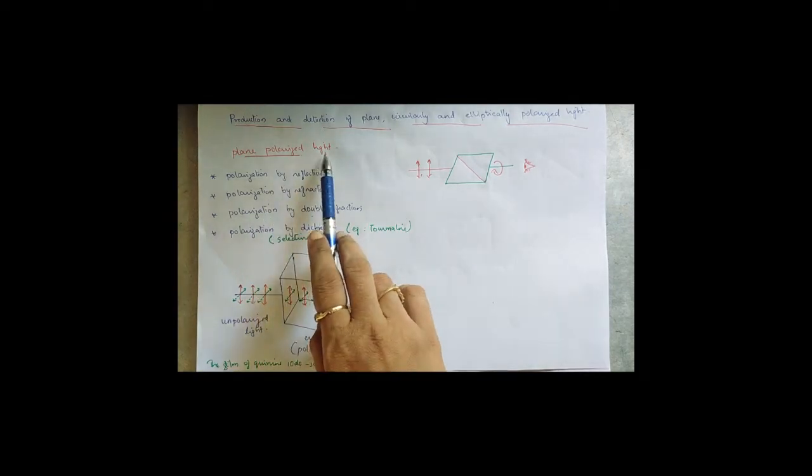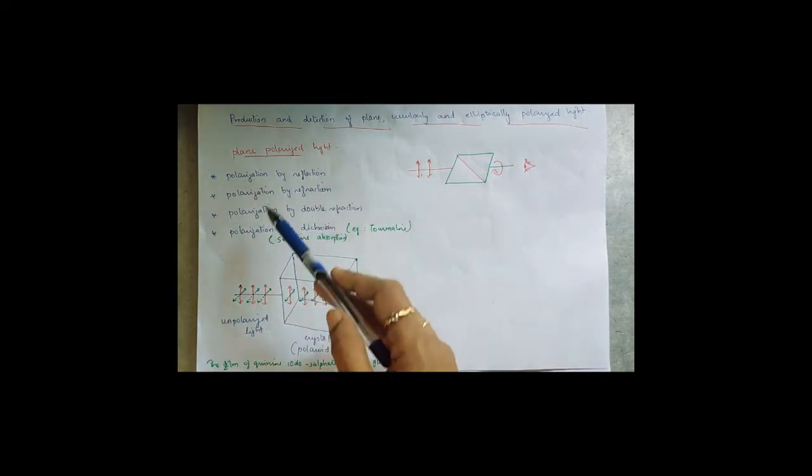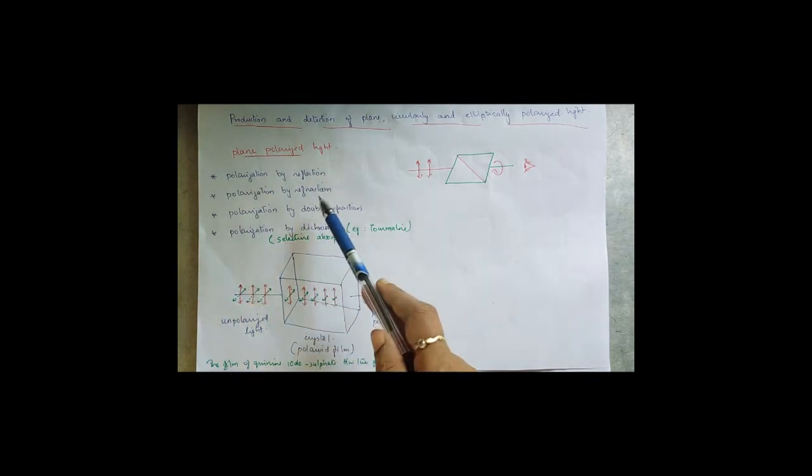Dear students, in this class we will discuss how we can produce and detect or analyze plane, circularly and elliptically polarized light. In the last class we have discussed in detail how plane polarized light can be achieved. There are different methods: by reflection, by refraction, then by double refraction. From these methods we will get plane polarized light. Another method we need to discuss is polarization by dichroism.